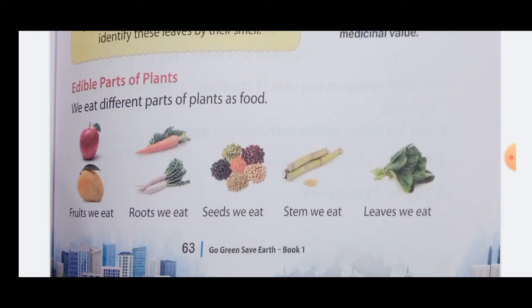Cereals and pulses. Cereals. Seeds of plants used to make flour. Wheat, rice, millet and corn are common examples of cereals. Pulses. Seeds of plants which are cooked, like arhar dal, moong dal and gram dal, are common examples of pulses. Cereals and pulses are also known as food grains.